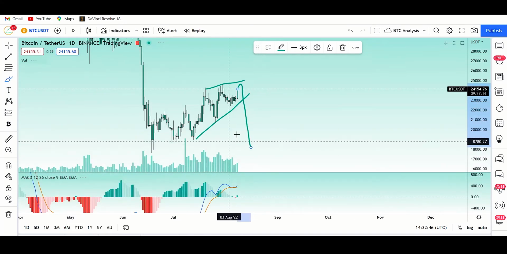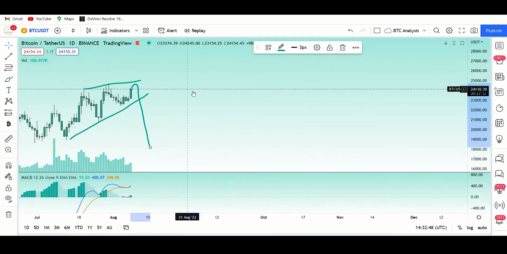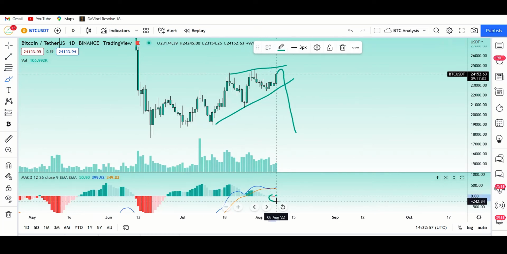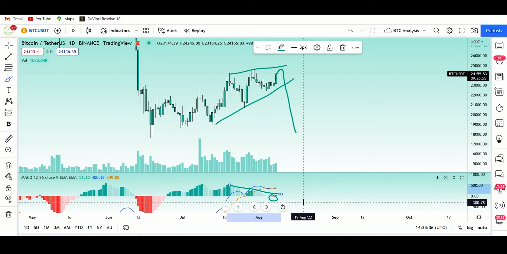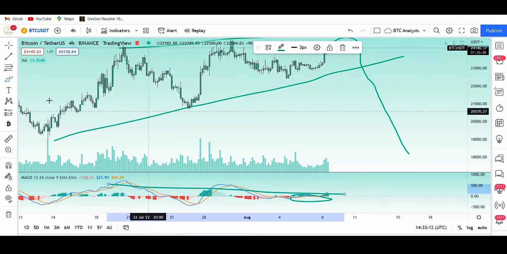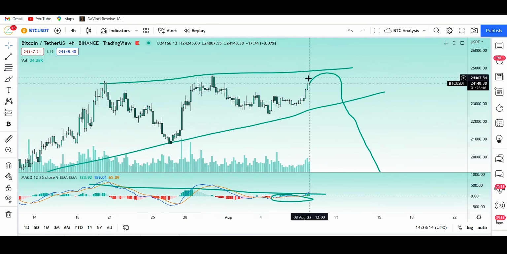Also on the daily time frame, here is also the strongest bearish divergence. Not so strong, but here we can see the true bearish divergence because we have this zero line cross under, and now the MACD histogram is forming the true bearish divergence. As a result, I plan to catch this divergence on the 4-hourly time frame.